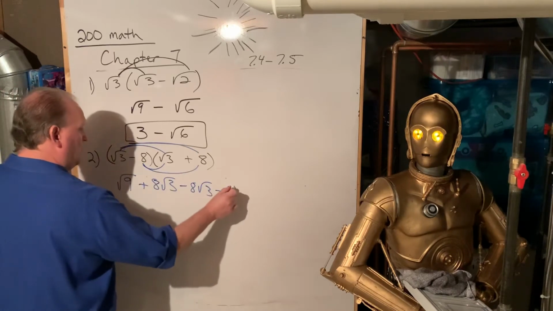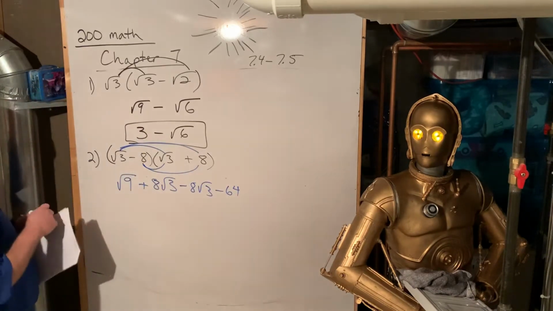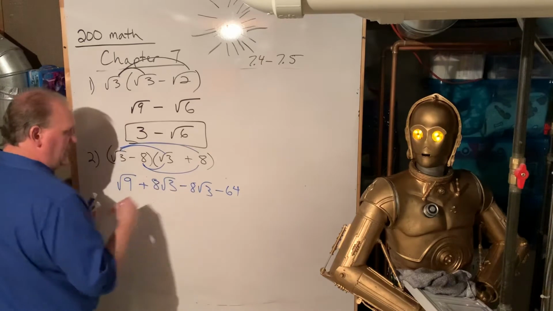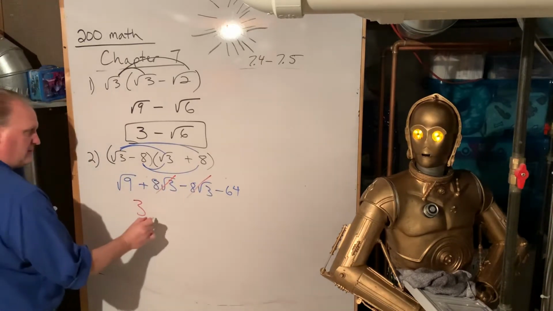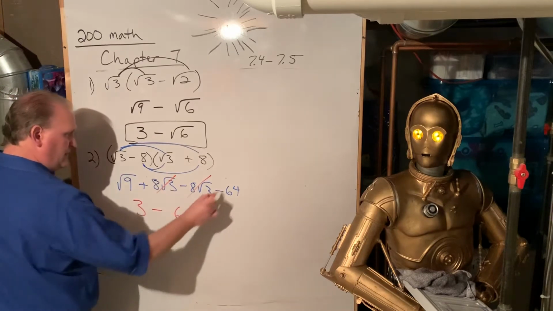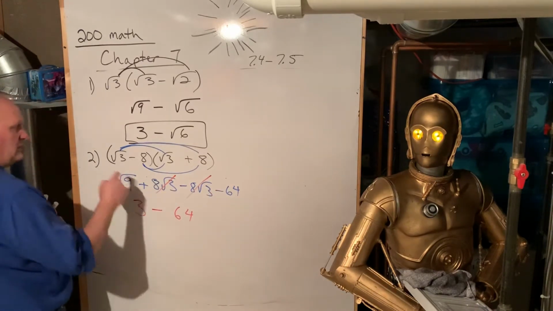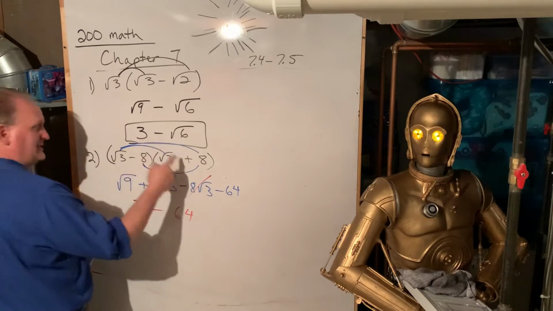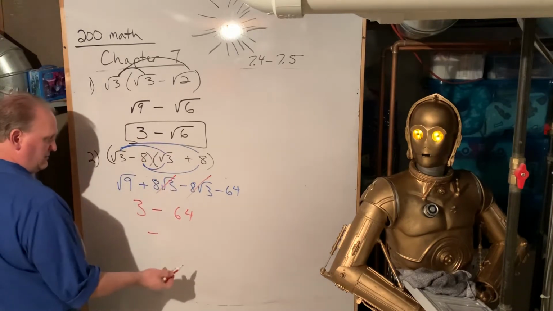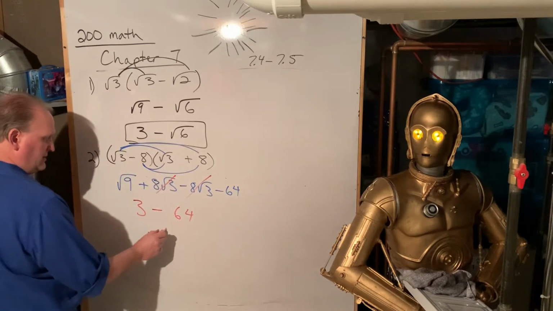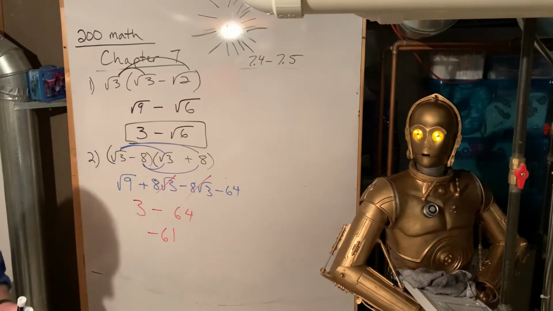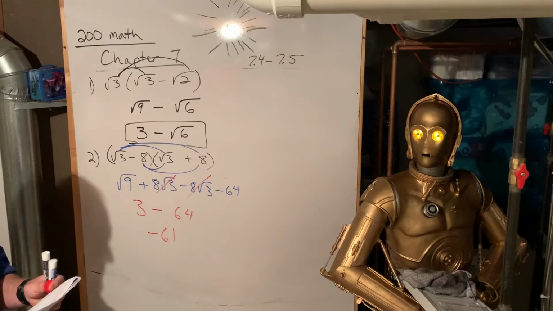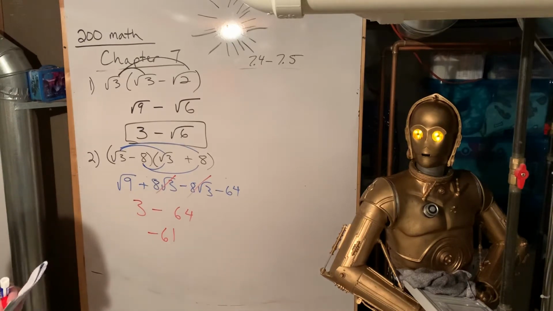Negative 64. Well, check it out. What happens? Well, 8 square roots of 3 and negative 8 square roots of 3 are gone. The square root of 9 is 3. And minus 64 is still minus 64. So when I take this times this, I end up with just a regular, everyday, real number. Negative 61. All right. All right, let's take a look at 7.5.